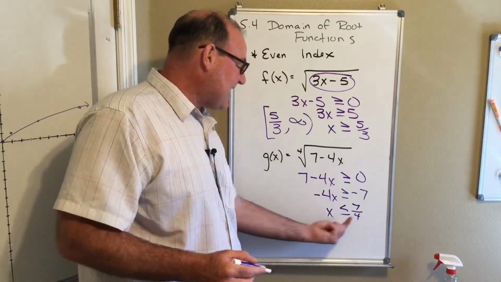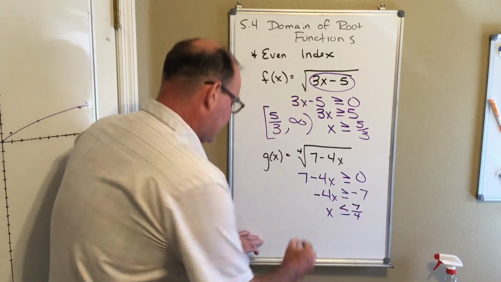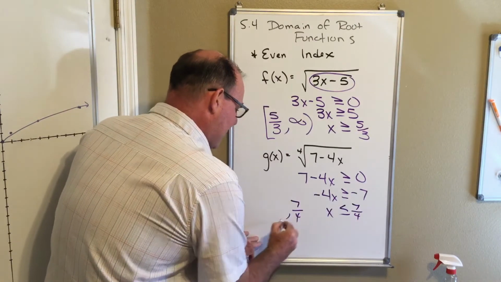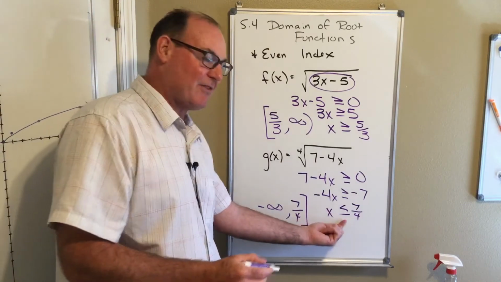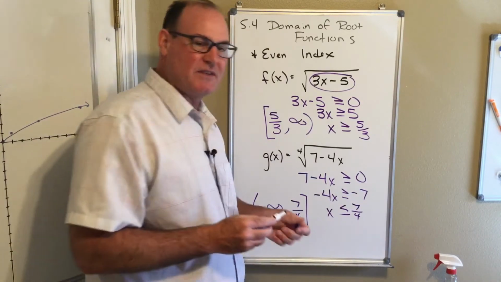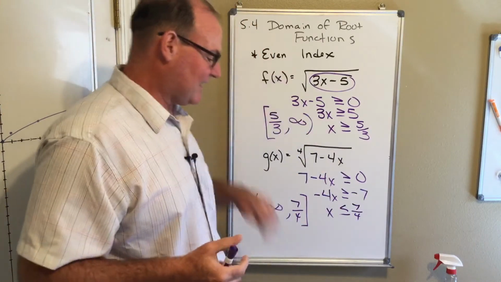That means now 7 over 4 is an upper bound, and my lower bound is negative infinity. I'm going to put a bracket here because I have an equals. We always use a parenthesis with our infinity. So that is type 1, when I have an even index.